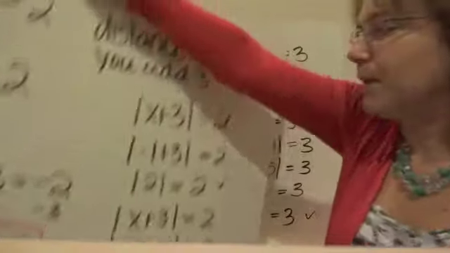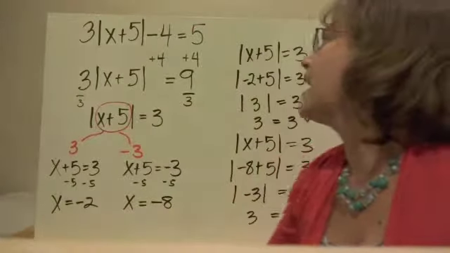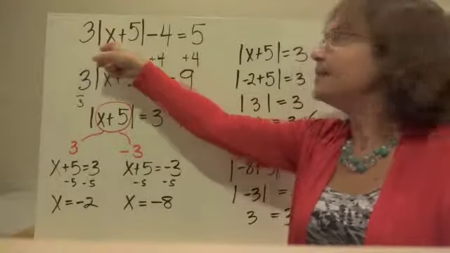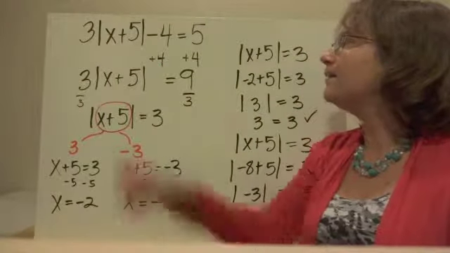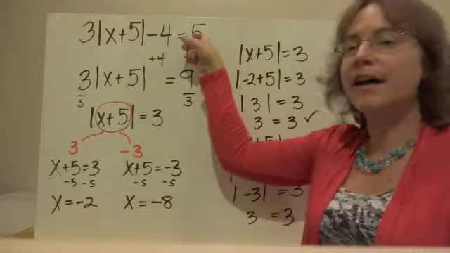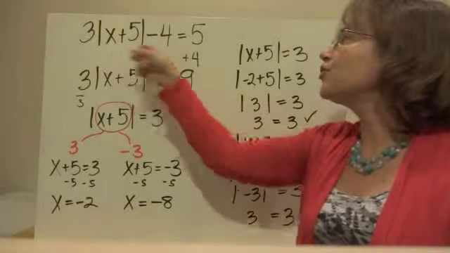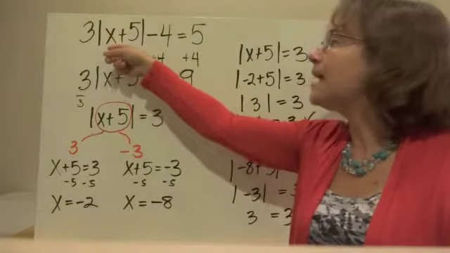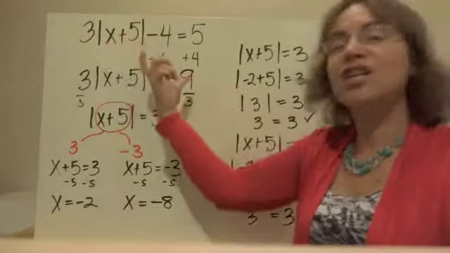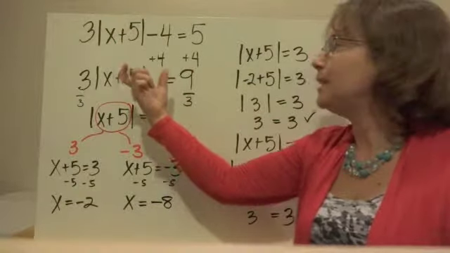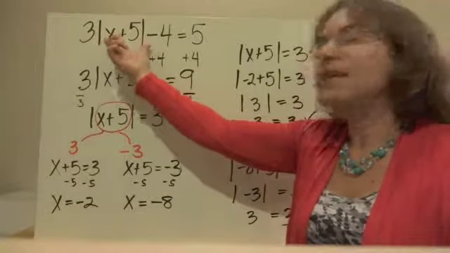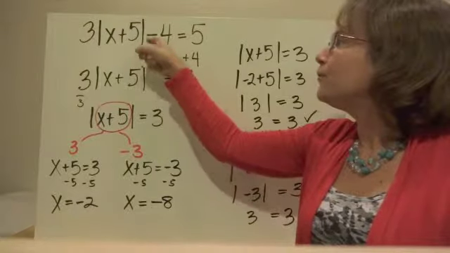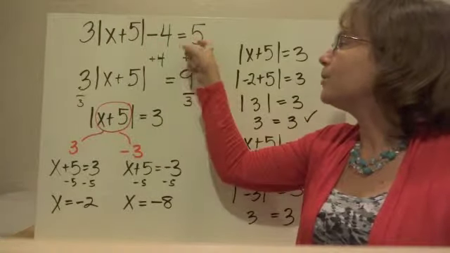Let's look at what happens when we have something multiplied by our absolute value sign. So in this case, we have 3 times the absolute value of x plus 5 minus 4 is equal to 5. Now, what we're going to do is just treat this like a regular equation until we get down to the absolute value sign, when we can actually look at what that distance should be. So we're solving for the absolute value, and then we'll go on to solve for x. So the first thing we want to do is add a 4 to both sides.